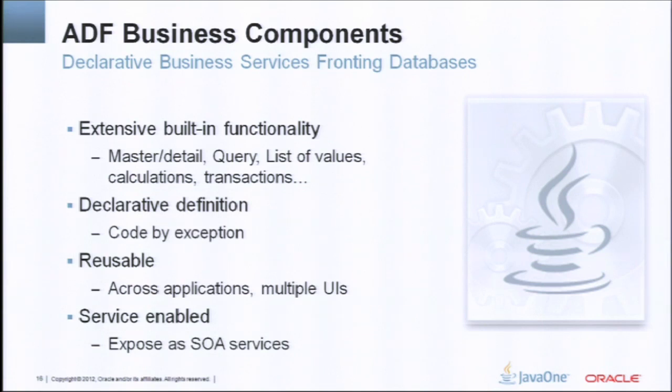You can go in and write Java code, but the idea is that you'll only write Java code by exception. So if you have a scenario where the framework doesn't do what you want, you can override and add your own logic. For example, if you want to override the way that we do locking in the database, you can bring in your own locking mechanism and write it in there. Again, all of those business services are usable across applications. You can package them, use them in multiple applications, and you can also expose them with web service interfaces to be activated remotely.